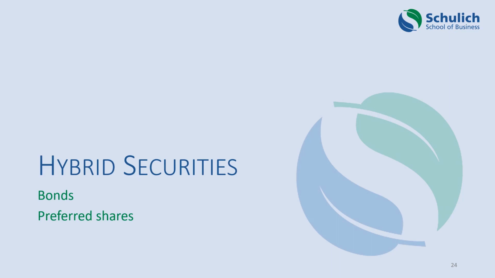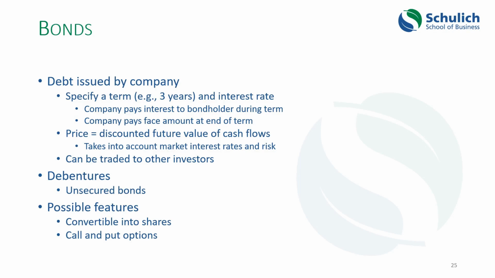So finally, I want to talk to you about hybrid securities, and these are bonds and preferred shares. A bond is a debt that's issued by the company. From the point of view of the bond issuer, you're specifying some sort of a term, like a 3-year bond and an interest rate. And what happens is that the company pays interest on a regular basis to the bondholder during the term of the bond. And at the end of the term, the company is going to pay the face amount.